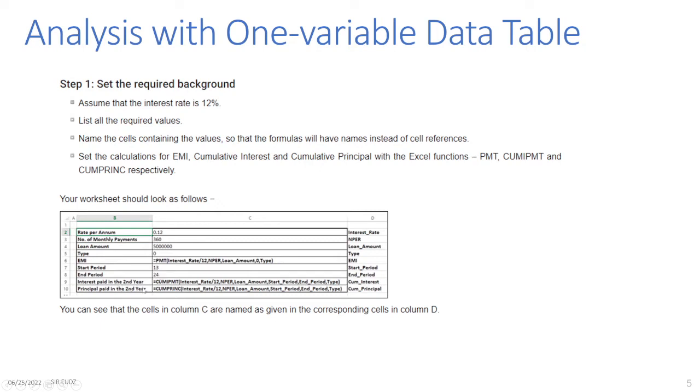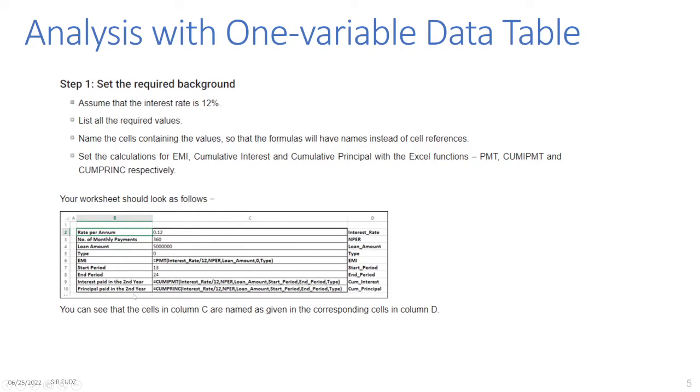Interest paid in the second year. So we have cumulative payment interest rate 12, number of periods, loan amount, start period, and end period. So that's why we have here the second year, because that is month 13 up to month 24. So that's the start period and the end period.